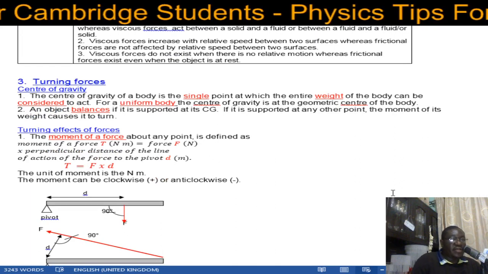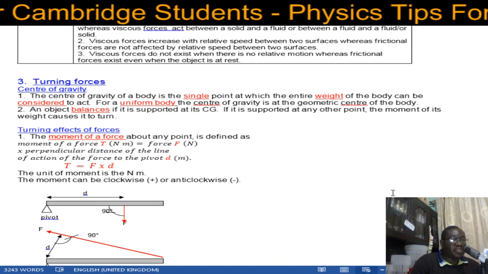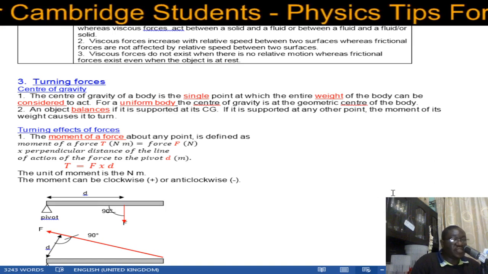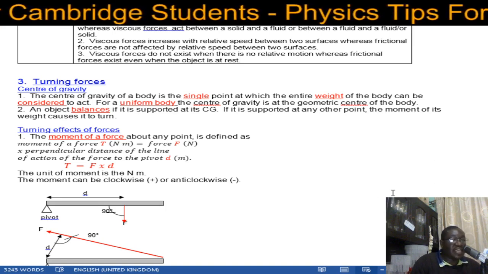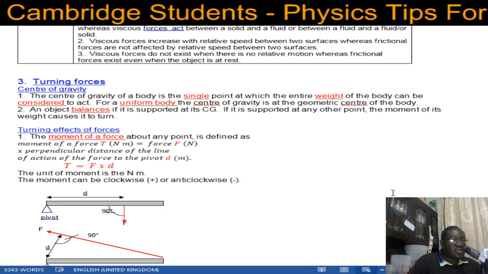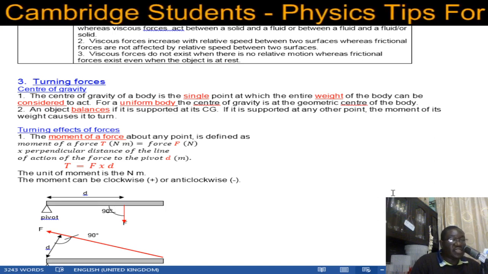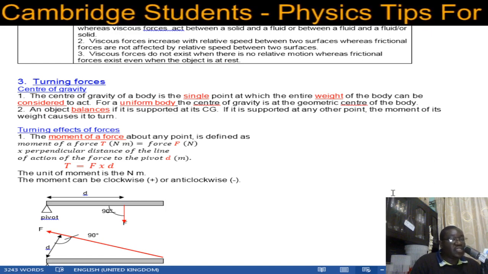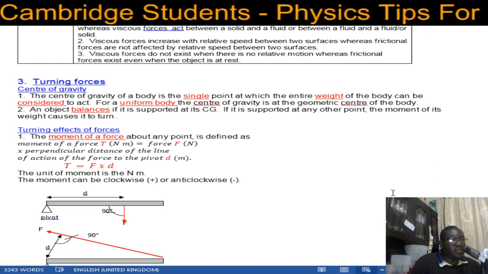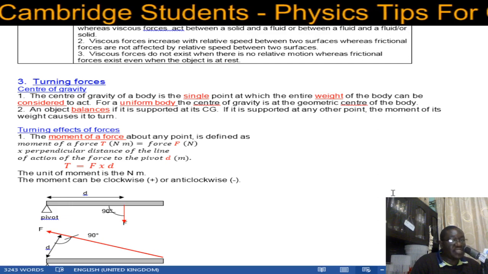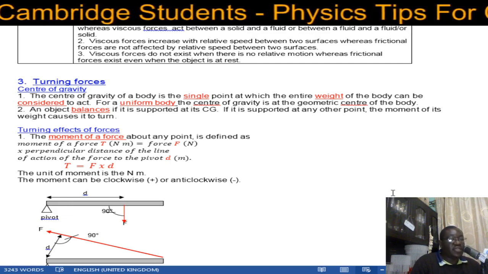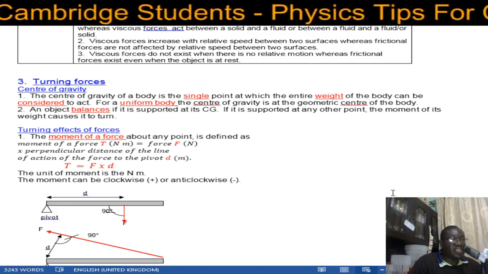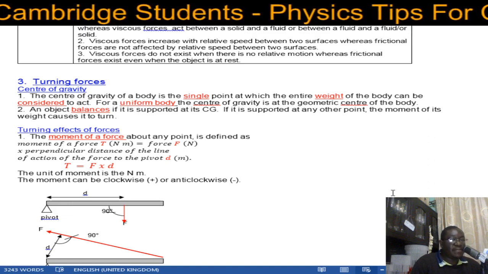We know that the center of gravity of a body is that single point at which the entire weight of the body can be considered to act. Please watch this definition. It's very important. It is considered to act, or appears to act, or seems to act. Any of those synonyms.